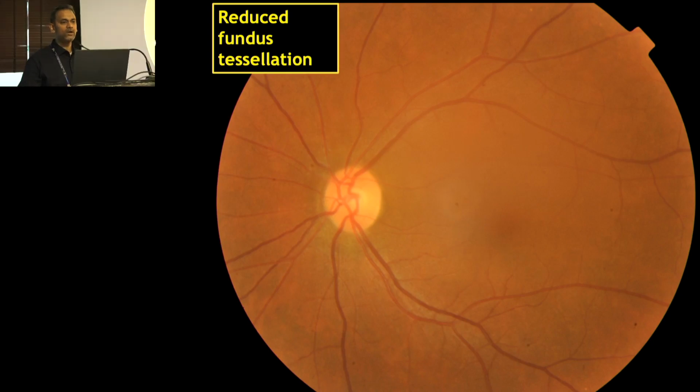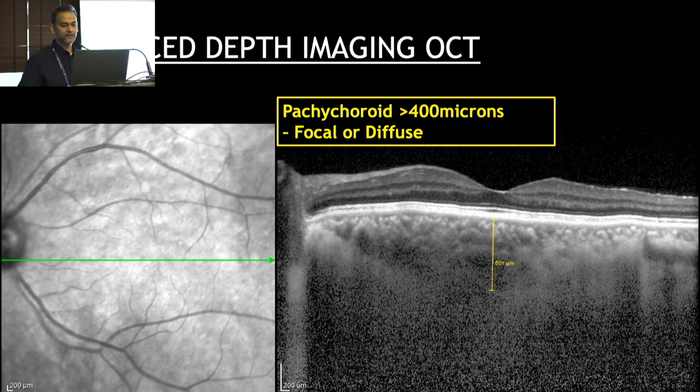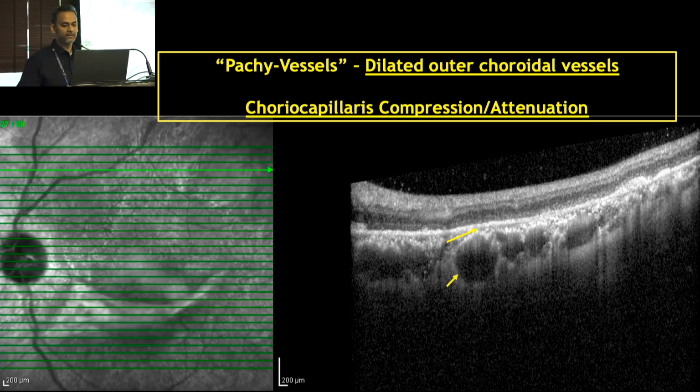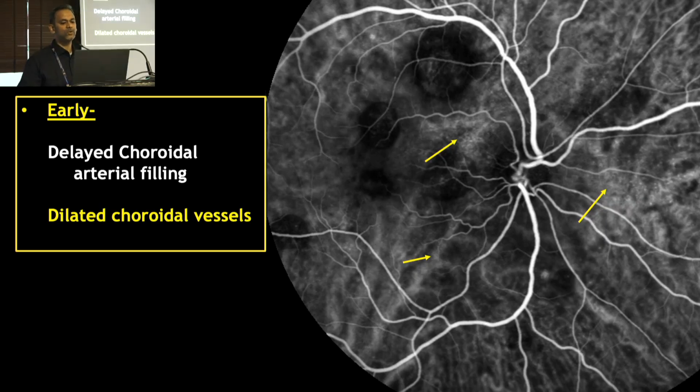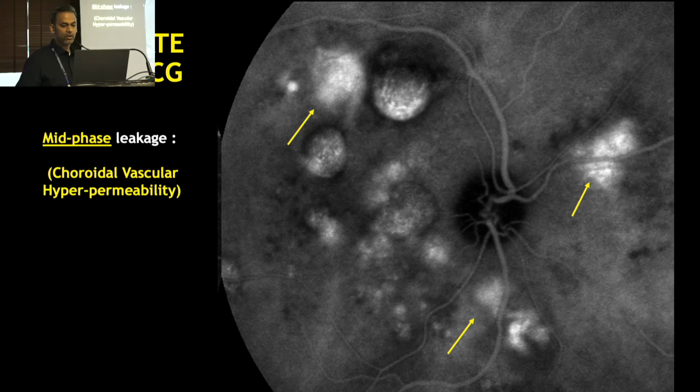Common to all these diseases is the presence of reduced fundus tessellation, and an increased thick choroid, generally more than 400 microns, and the classic hallmark of choriocapillaris compression overlying a dilated Haller's vessel, and ICG angiography showing an early delayed arterial filling and then areas of choroidal vascular hyperpermeability in a patchy fashion.